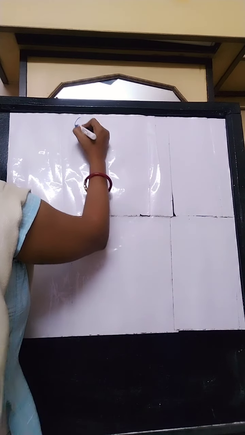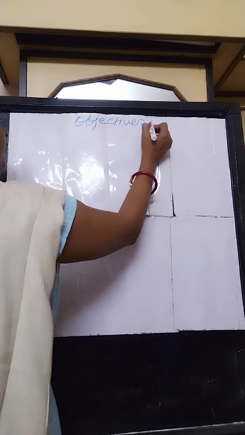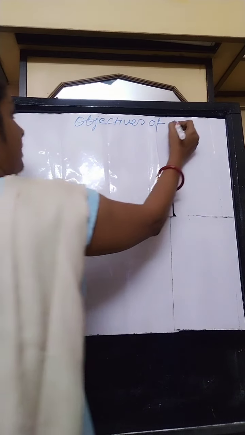This is the Business Studies class where I will complete the chapter called Financial Management of your Business Studies syllabus. With this class I am going to end the chapter. So today the topic of discussion from financial management is the objectives of financial management. So in this class I am going to discuss objectives of financial management.